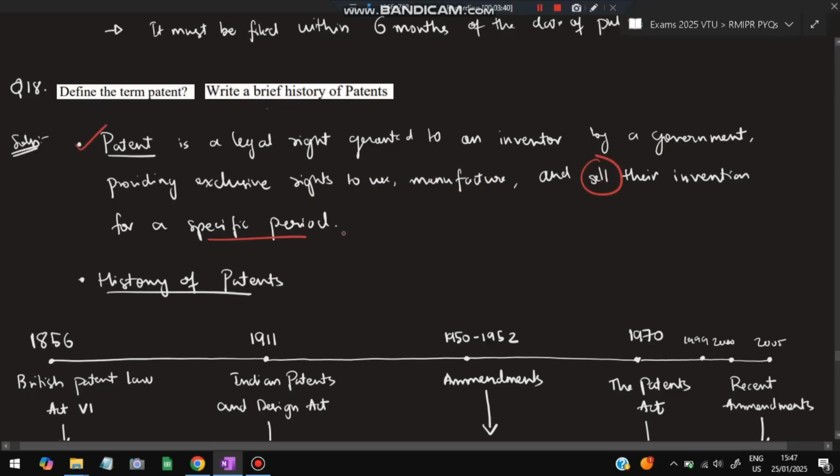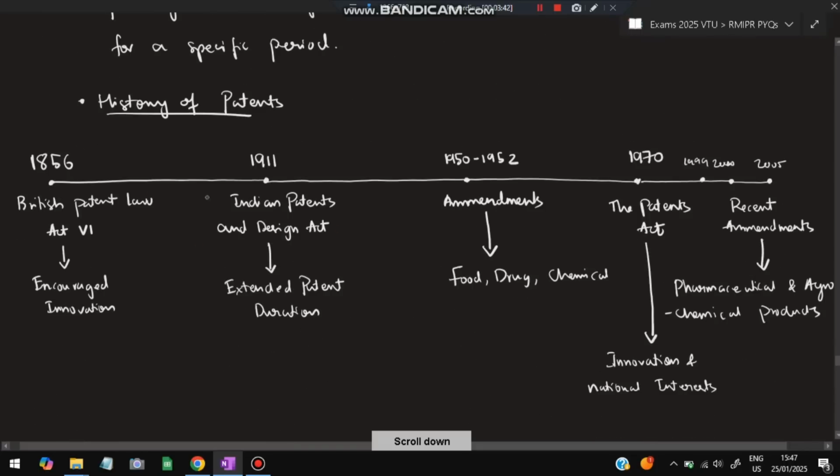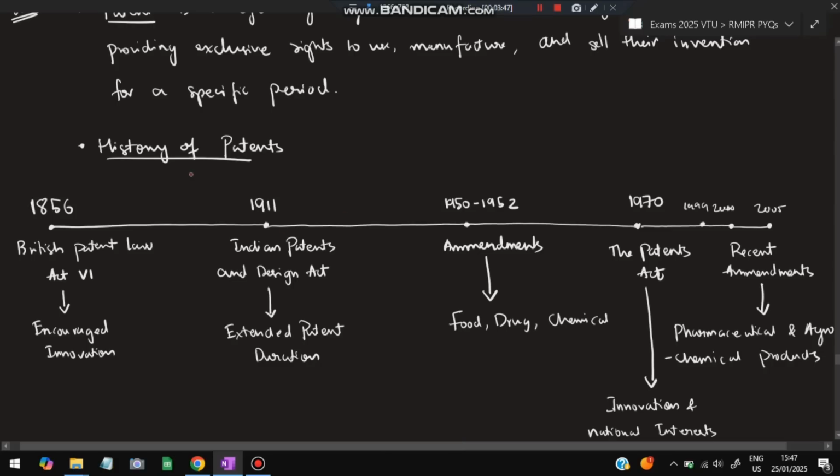Write a brief history of patents in India. So this is general, not specifically India, but you get the idea. History of patents, when asked, you have to write this one. In 1856 it started with the British Patent Law Act 6. It encouraged innovation. So when did patents get started? 1856, during the British period.